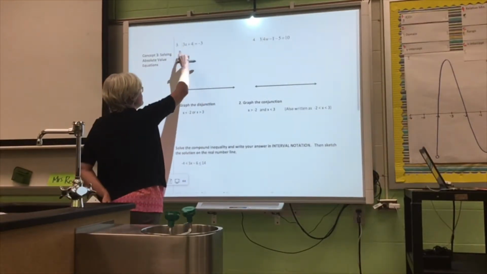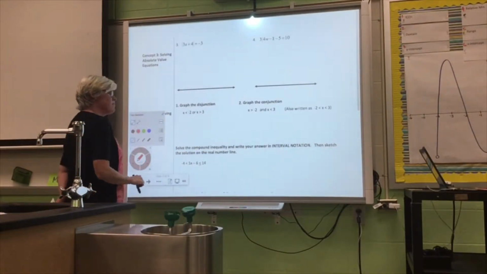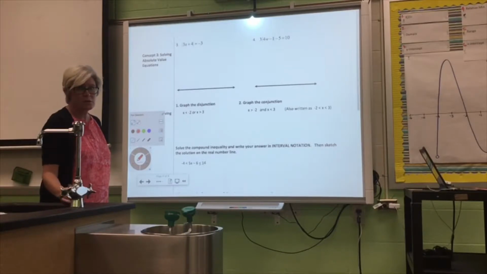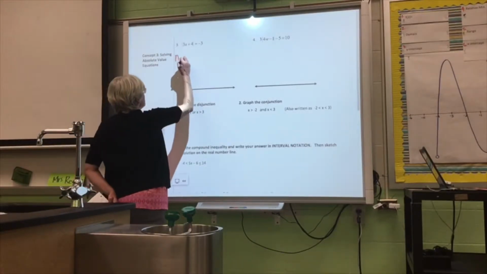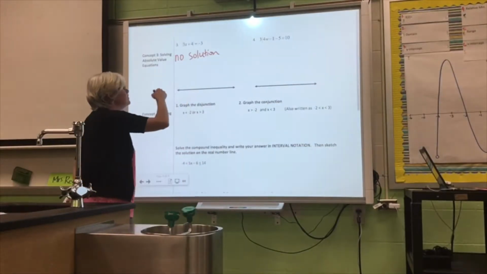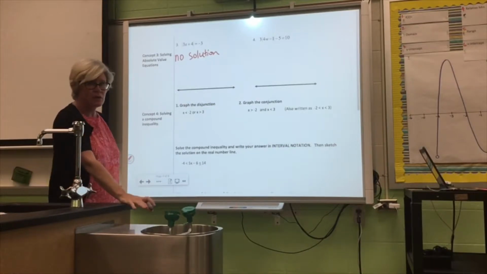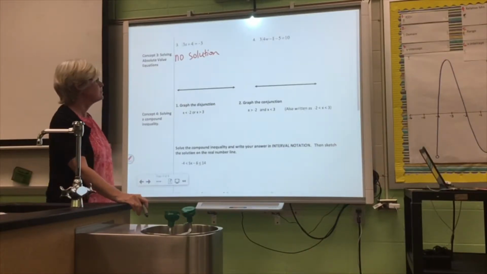Absolute value of this is equal to negative 3. How are we going to do that? Guess what? It's no solution. Why not? Well, because absolute value can't be equal to a negative number. So that's a no solution.